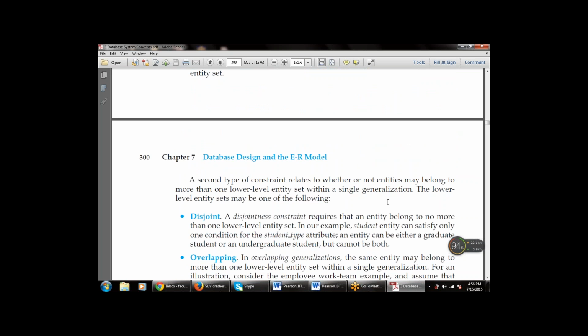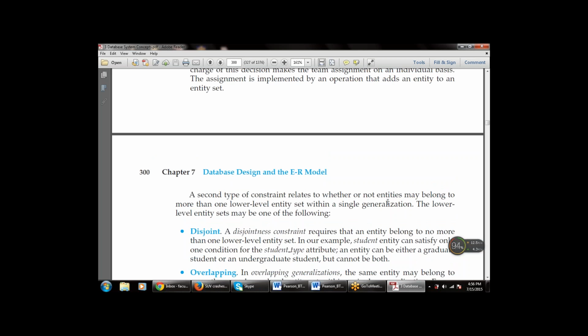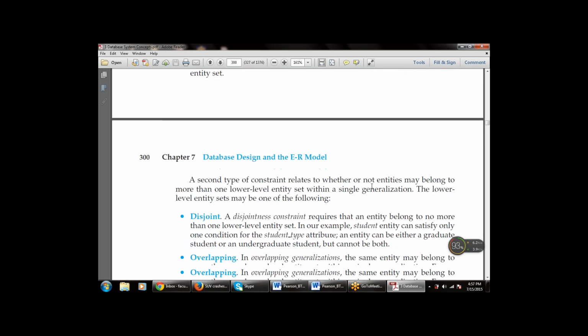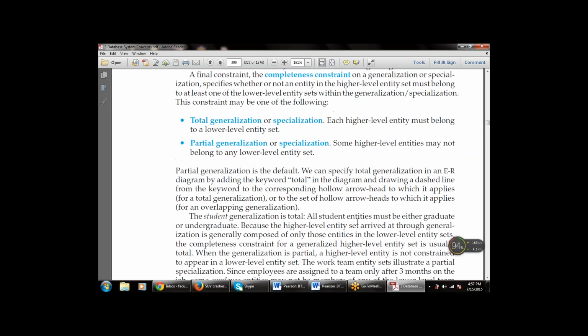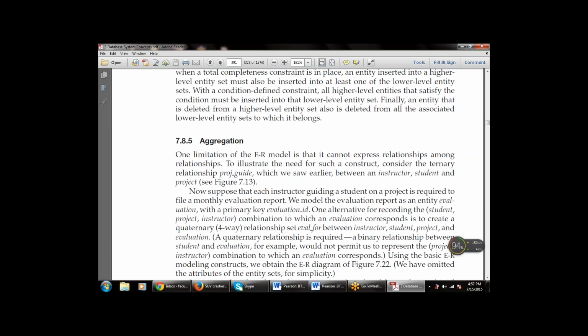Second type of constraint is related to whether or not the entities may belong to more than one low level entity set within a single generalization. The low level entity sets may be one of the following: disjoint or overlapping. Disjoint means an entity can belong to not more than one low-level entity set. Then there is overlapping.